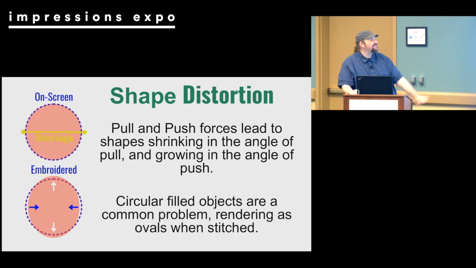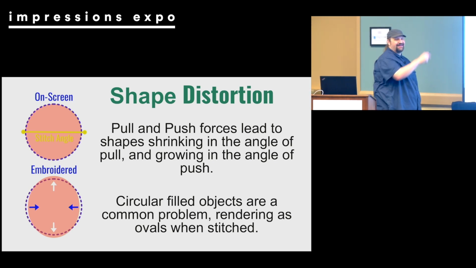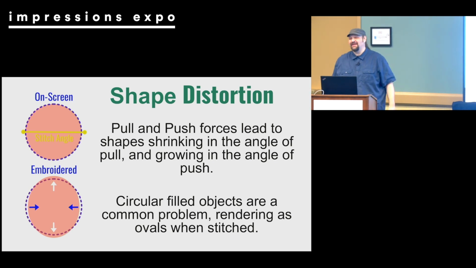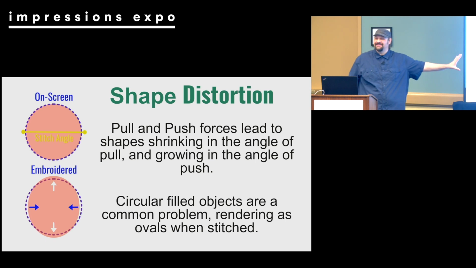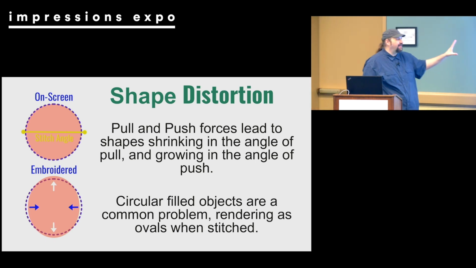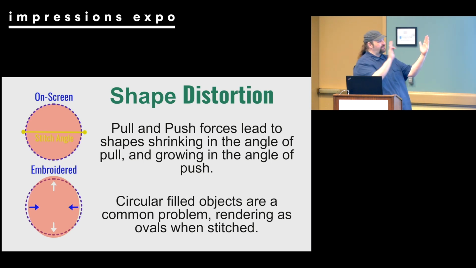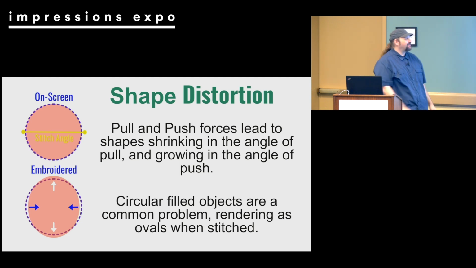Pull and push forces can lead to shape distortion. The one that young digitizers do is grab a vector of a nice circle, throw it on screen, fill it, and when they run it, it's an egg, it's an oval, it looks terrible. If you've never seen a circle turn into an oval, you haven't been embroidering much. Pull and push force is going to lead to shapes shrinking in the angle of pull and growing in the angle of push, and this is how we end up with eggs, right? Circular filled objects, common problem, they always look like ovals.